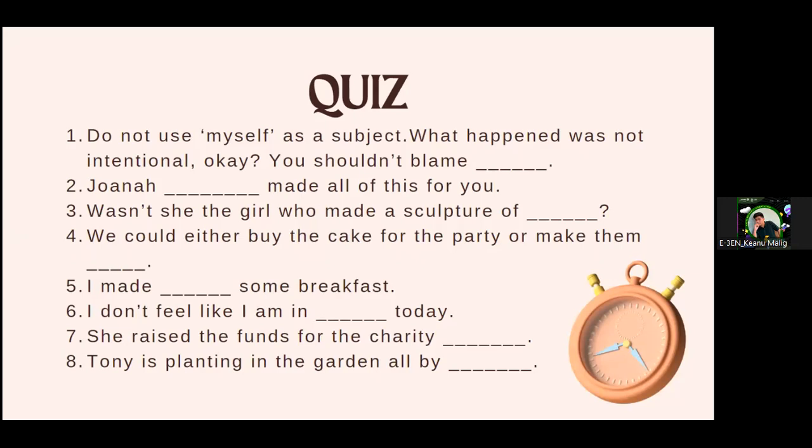You shouldn't blame blank. Joanna blank made all of this for you. Wasn't she the girl who made the sculpture of blank? We could either buy the cake for the party or make them blank. I made blank some breakfast. I don't feel like I am in blank today. She raised the funds for the charity blank. Tony is planting in the garden all by blank.